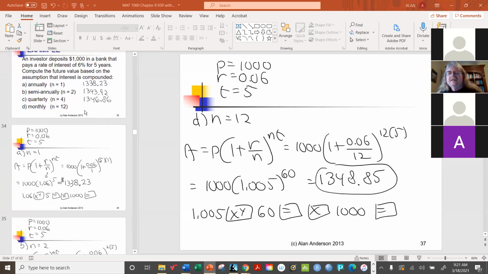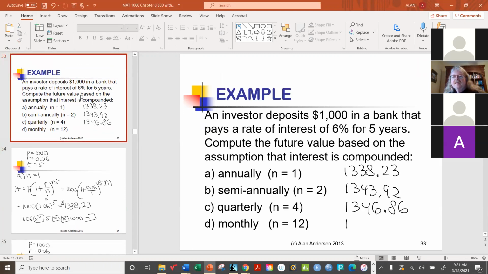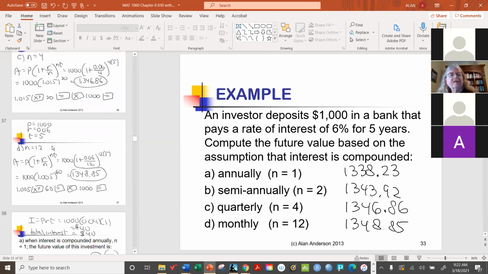And you can see that once again, it went up. 1348.85. And as we would expect, as we keep increasing, we're going to get more money in our account. Well, now I've got another example in mind where we're not going to change the compounding frequency. We're going to change the interest rate. All right, so let's try that, just to see how much of a difference it makes.